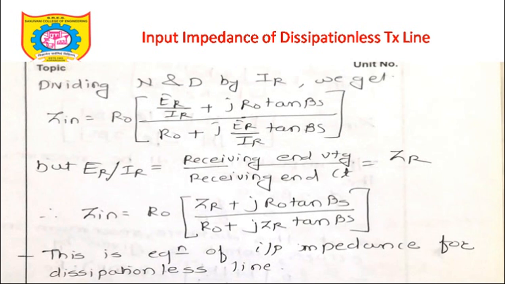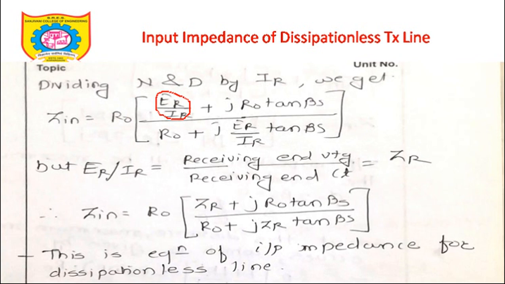ER upon IR is equal to receiving end voltage divided by receiving end current, which is equal to ZR. So I will replace this particular term by ZR. Also, ER upon IR here is equal to ZR. So this is a very important equation for the input impedance of the dissipation-less line or lossless line.